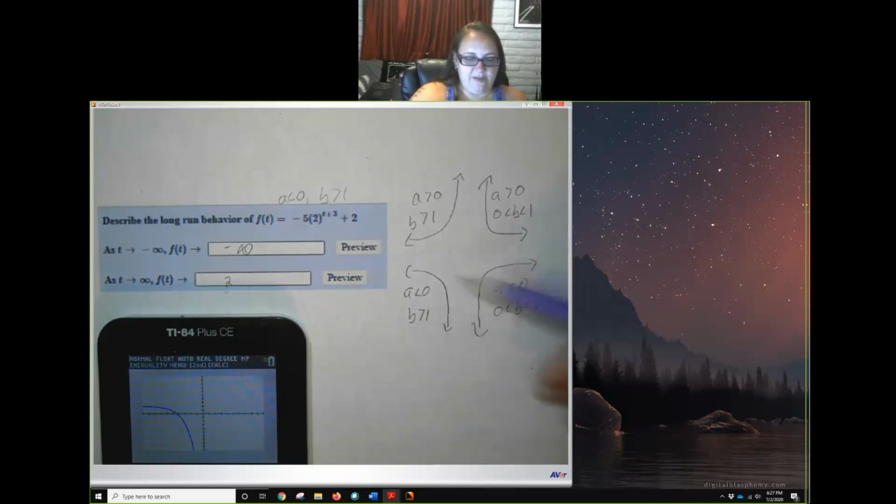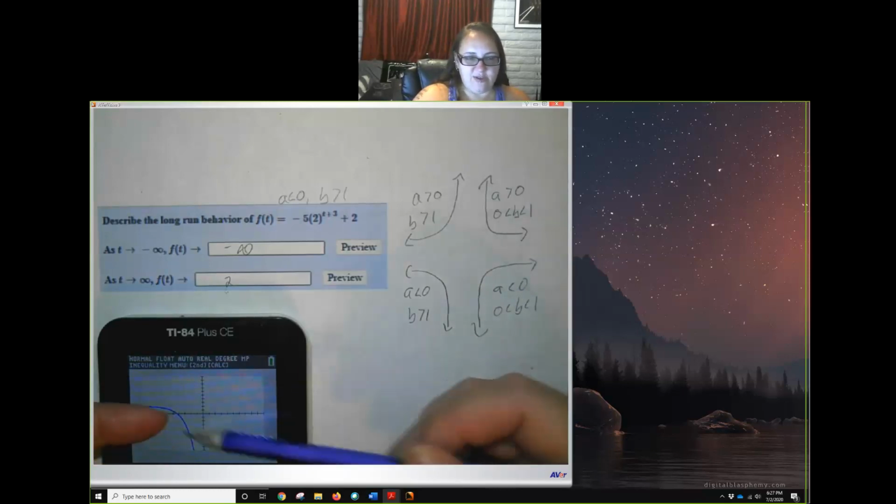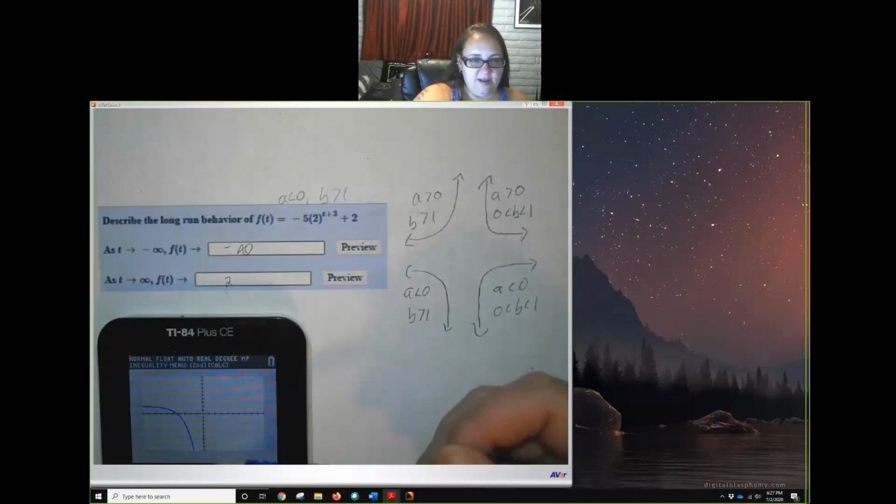So see what I mean about this was the basic shape? And you can see that as we go this way, those y values are going to go down to negative infinity. And as we go this way, if we look at the table, because it's kind of hard to see on the graph.